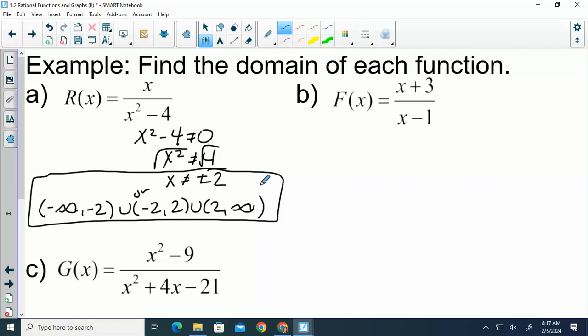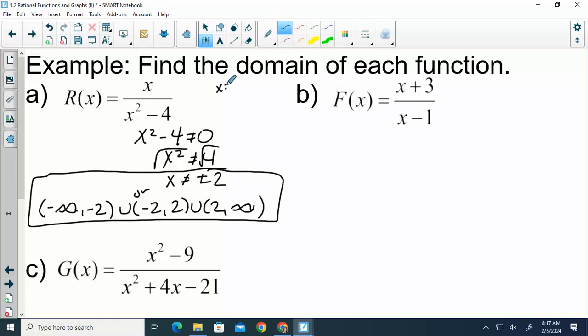X equals negative 2, x equals positive 2. The asymptotes are the places where your domain doesn't exist. What if I said x-intercept? Just as practice. How do you find an x-intercept? Plug 0 in for x.